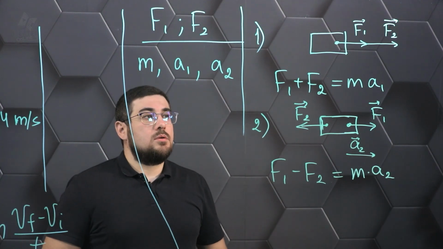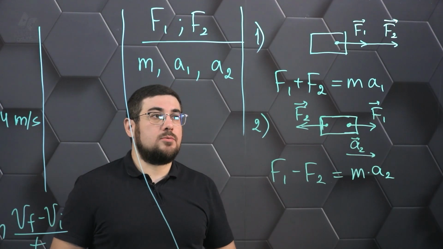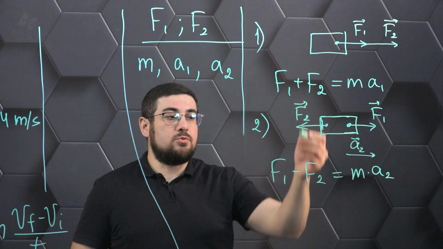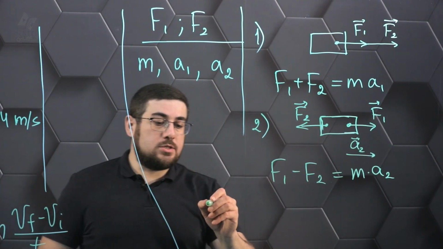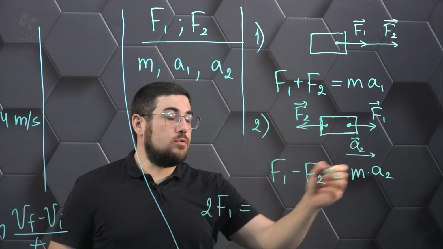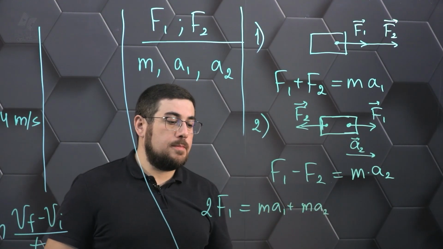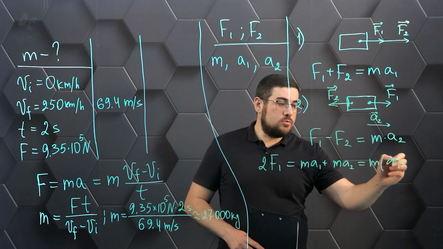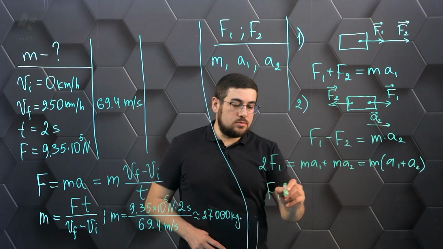We thus get two equations in the system, which we just need to solve with respect to these two forces. For example, we want to find the force F1. What do we do to do this? We add up these two equations and we see that F2 cancels out. So then it turns out that 2F1 will be equal to the sum of these two parts, m a1 plus m a2. Here we can take the mass as a common multiplier, and we get in parentheses the sum of the accelerations. From here we get the value for the force F1.